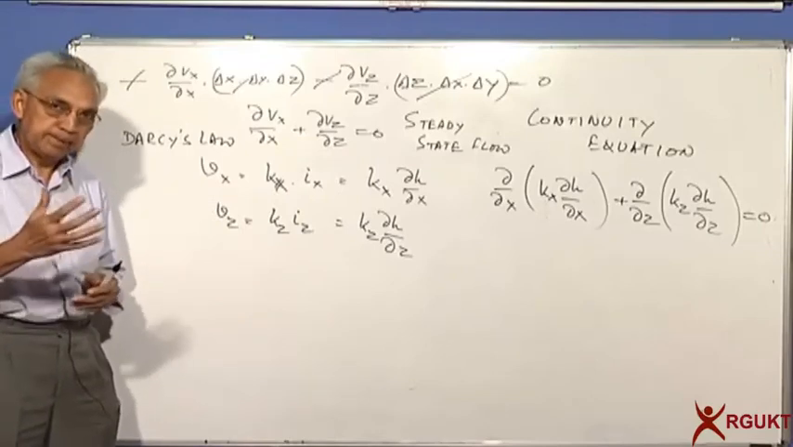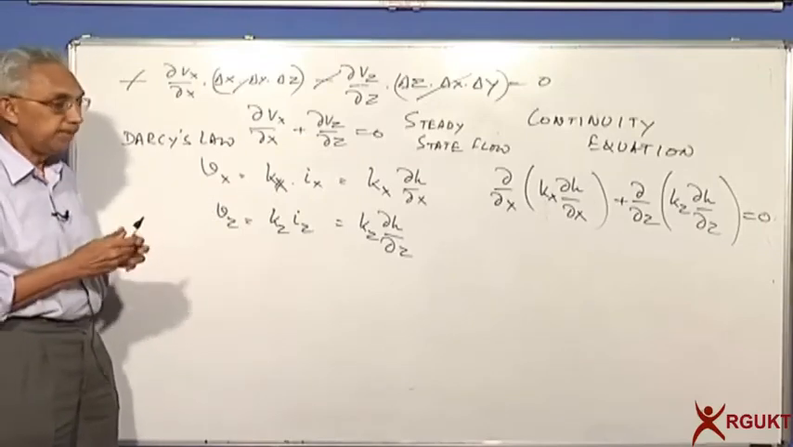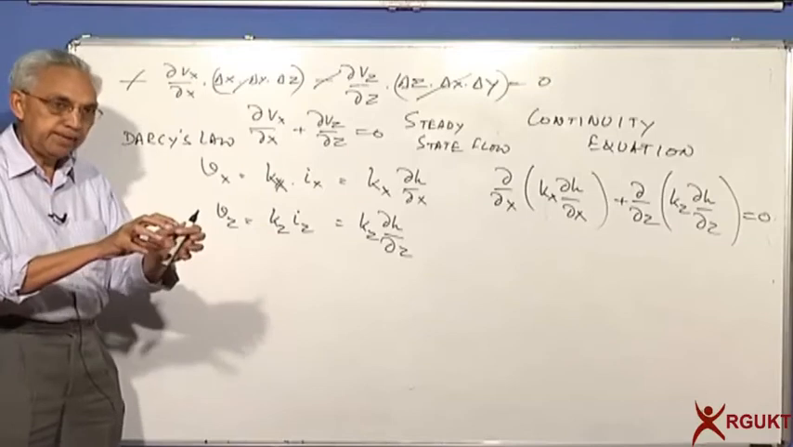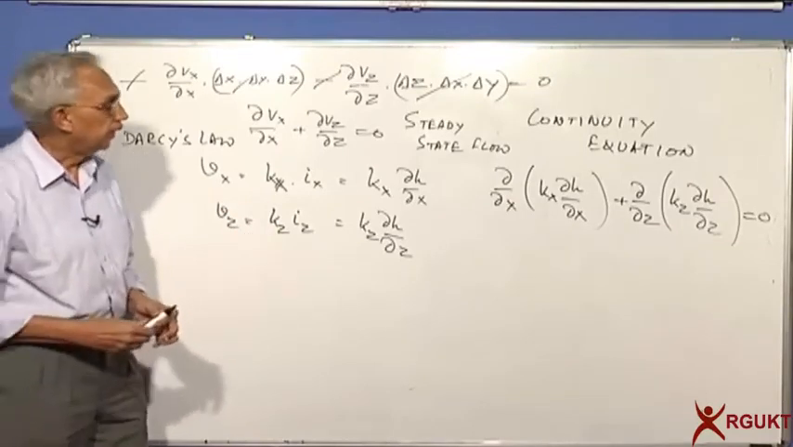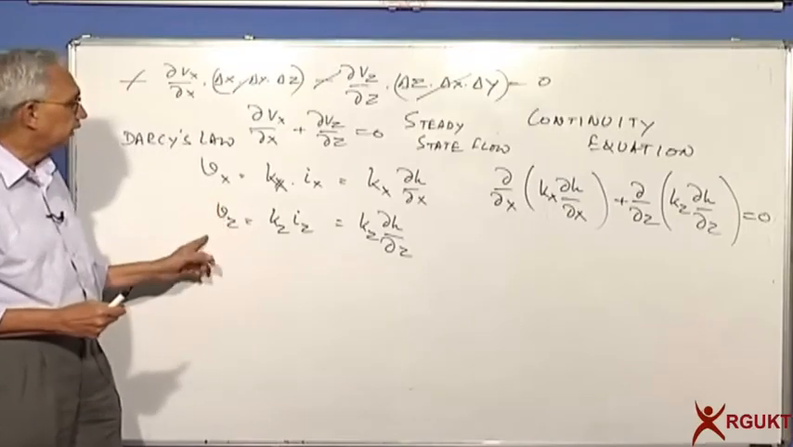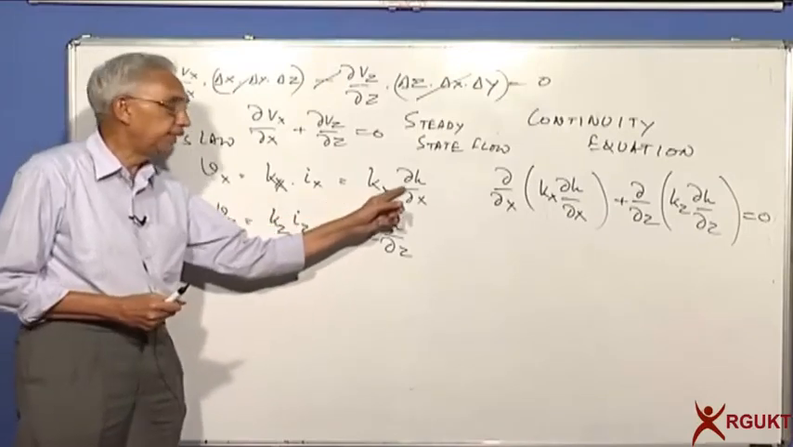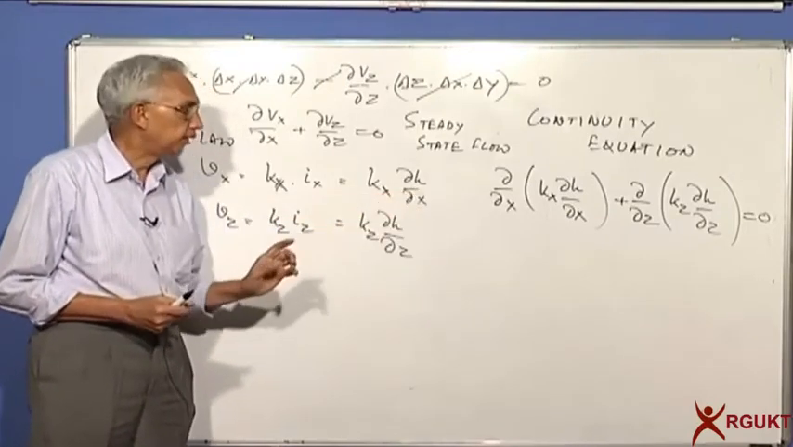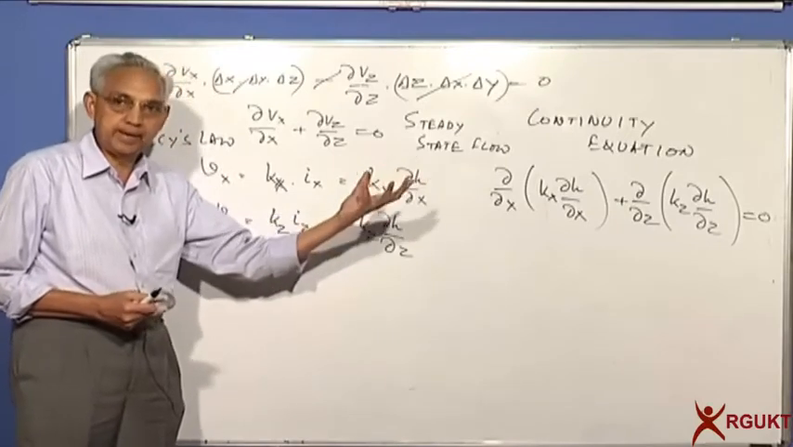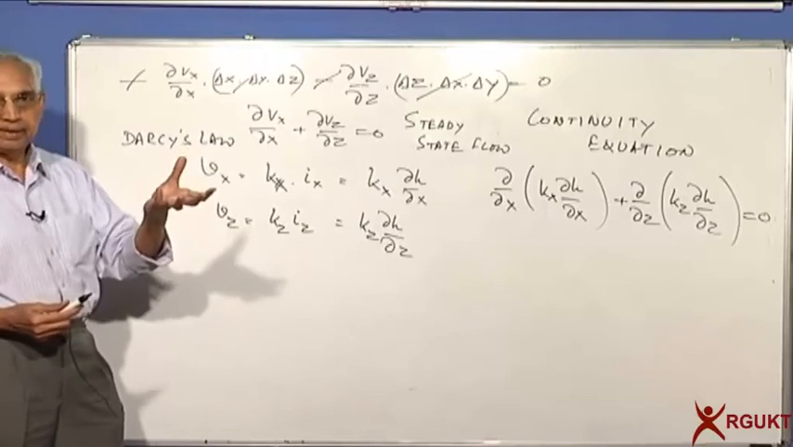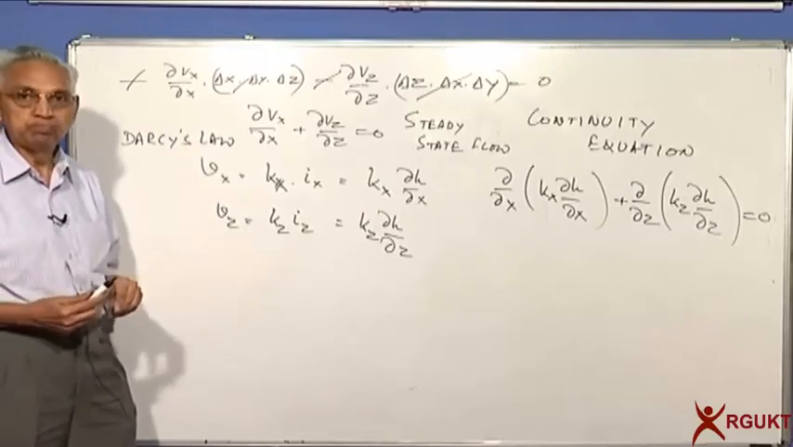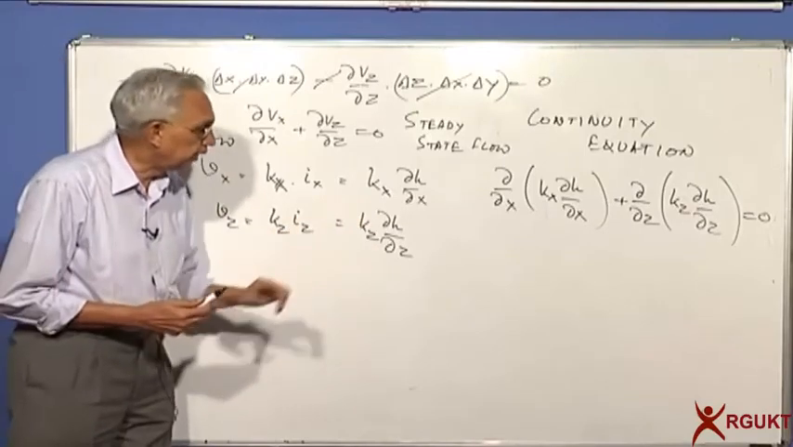Though it's a mathematical one, all you are saying is the amount of water going in is equal to the amount of water going out. Now, if I substitute for the velocities in terms of permeability and the hydraulic gradient, please remember h is the total head. It doesn't depend on the direction. If I look at the head in the water, it's the same. So I'm using the same h.